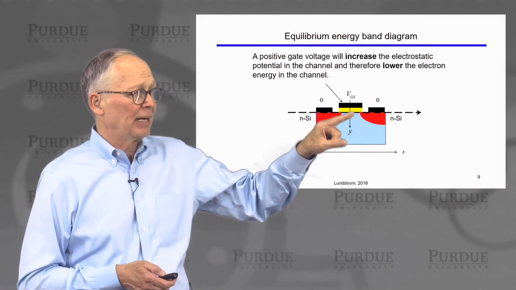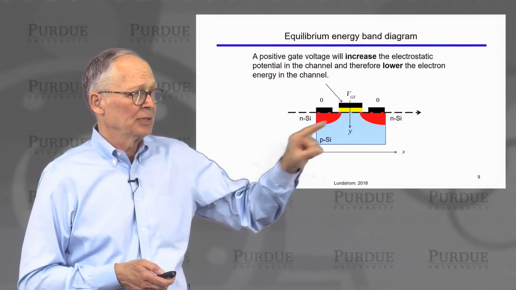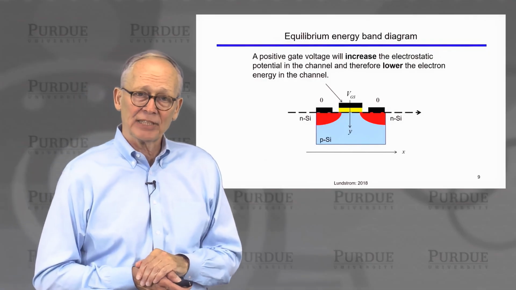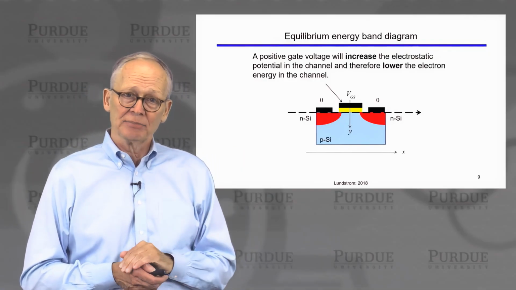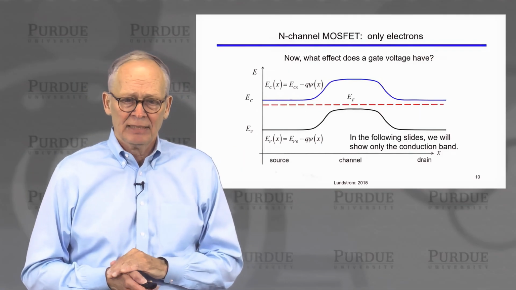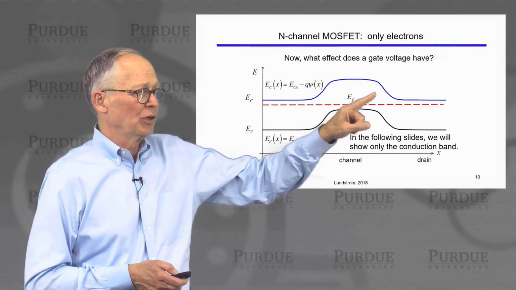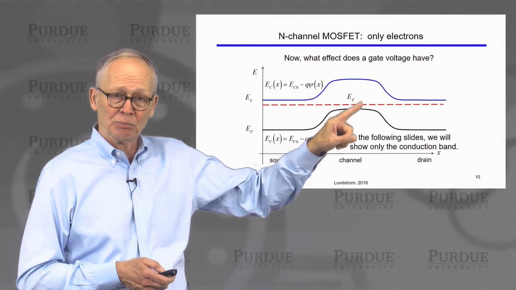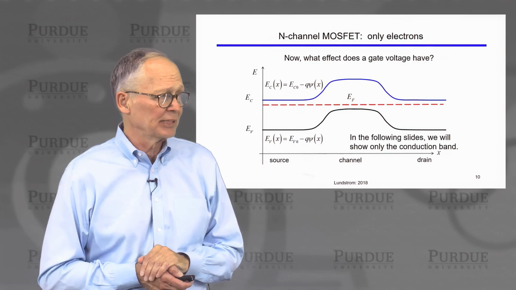Well, we know that a positive gate voltage is going to increase the electrostatic potential in the channel, or lower the energy in the channel. Okay, so if we take a look at this, we're going to lower the energy in the channel. So we're going to pull all of these bands down with the gate voltage.